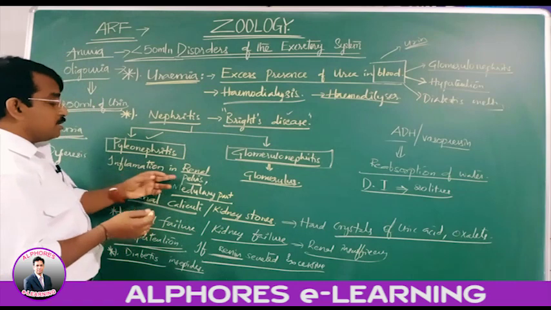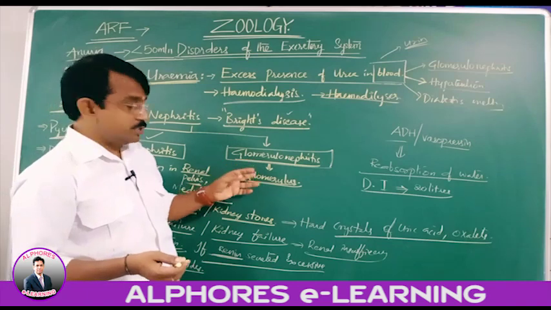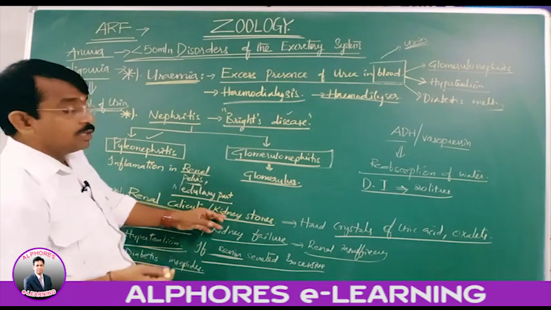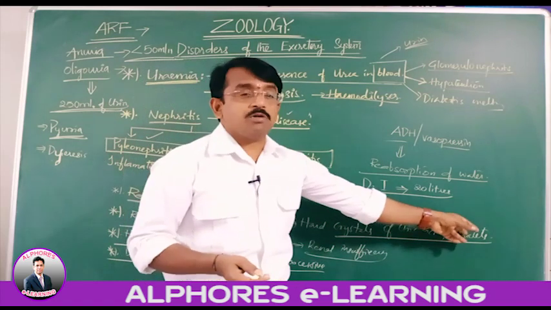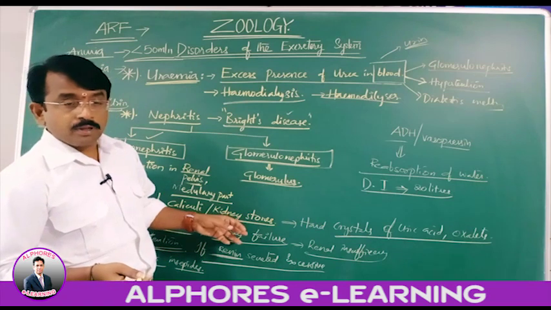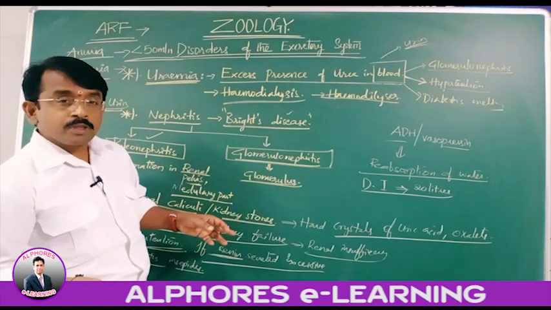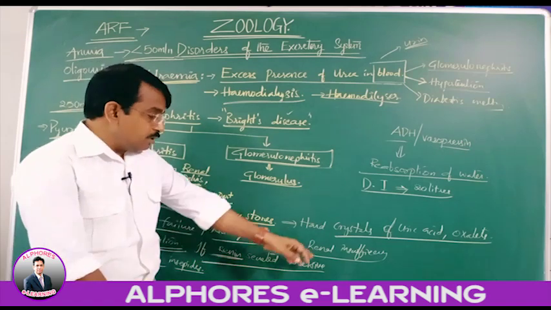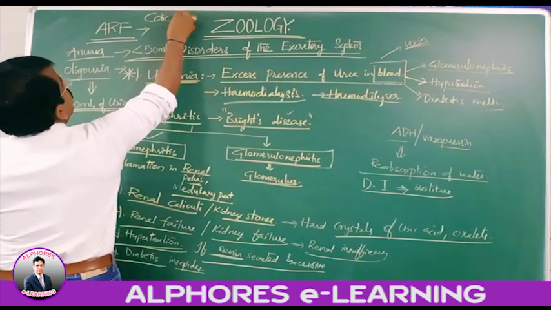If it is inflammation in the renal pelvis and the medullary part, it is named pyelonephritis, whereas in the glomerulus it is glomerulonephritis. And renal calculi, kidney stones, is the condition in which hard crystals of uric acid and oxalates are formed in the urinary tract. The major risk of renal calculi is dehydration, and in renal calculi colic pains are seen, this is very important.